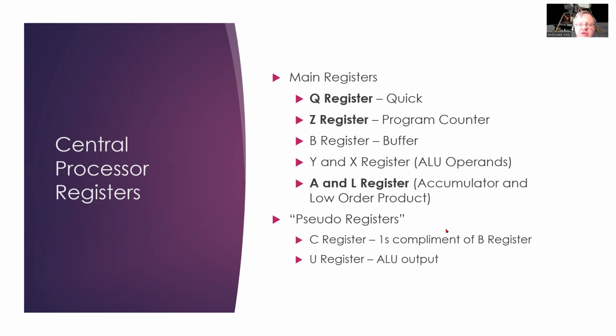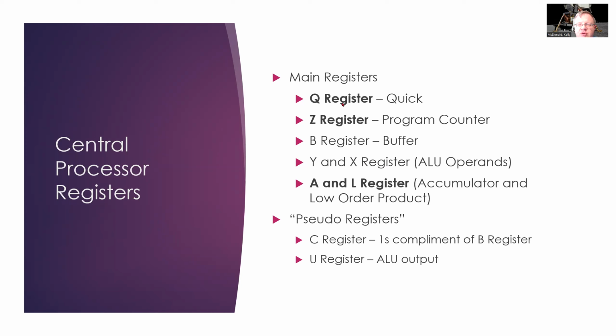And then we also have what are called pseudo registers. So there's the C register, which is really just the ones complement of the B register. And then there's the U register, where the U stands for the U in sum, which is basically the output of the ALU. So as you put data into X and Y, depending on the mode, it'll do an AND, or it'll do its adding and calculations, and that output is what's called the U register, if you will. And that's fed to different parts of the central processor.